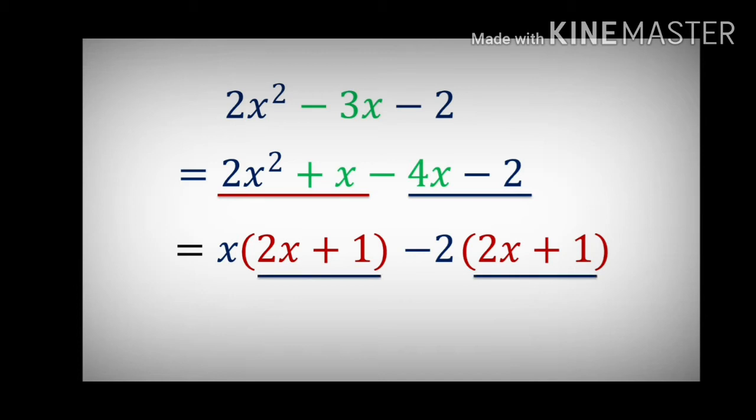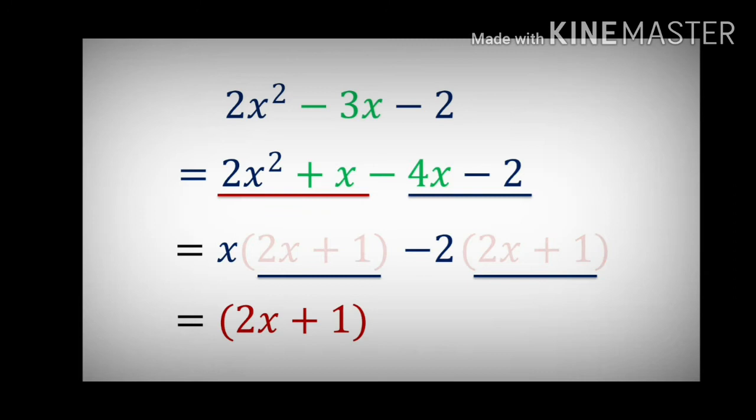So we can take out the common things again. When you take out 2x plus 1, we are left with x minus 2. So that is the factorization of 2x squared minus 3x minus 2. So we are getting 2x plus 1 into x minus 2.